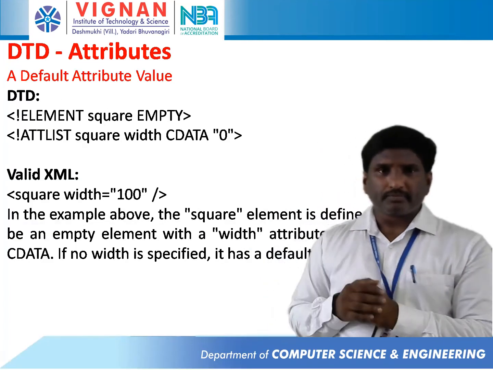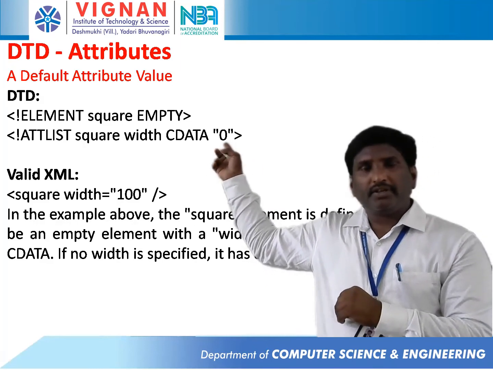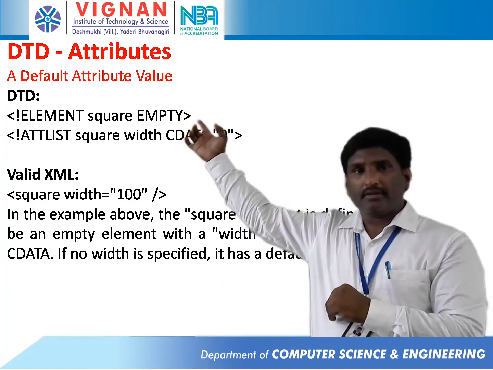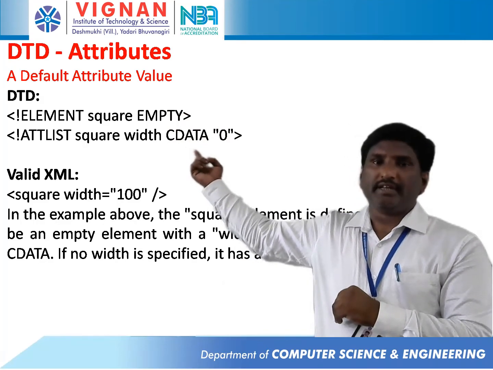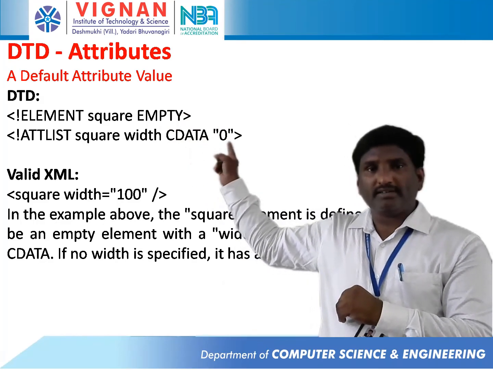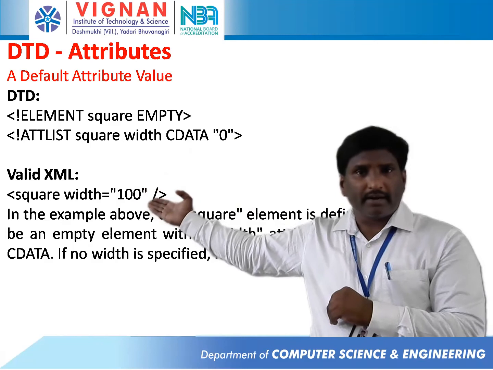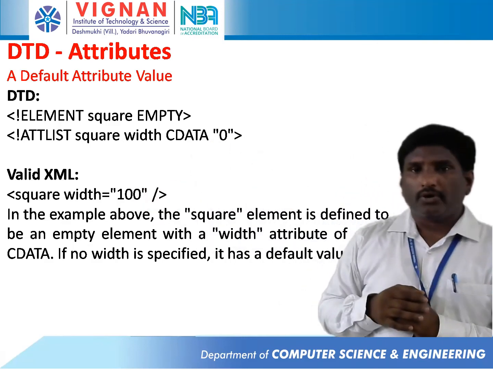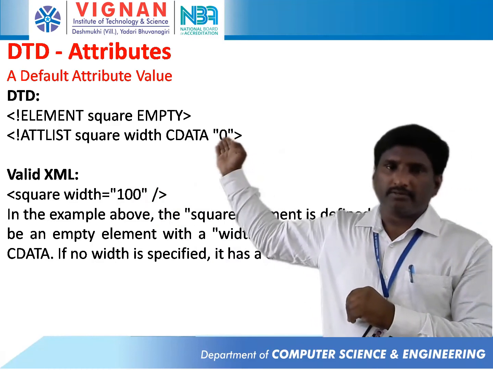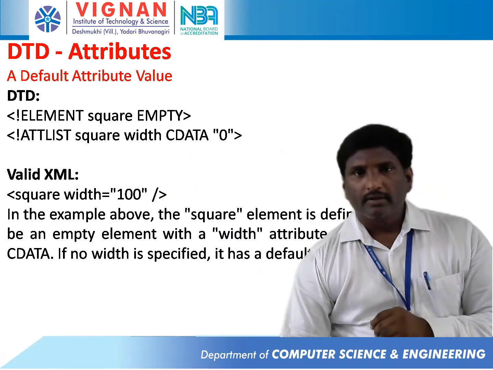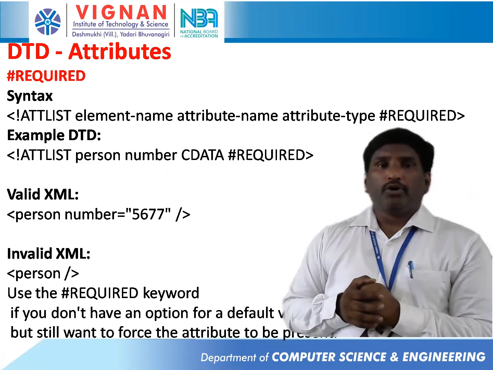Suppose a default attribute value; here the default attribute value is 0 that we are specifying. See, the element is square, it is empty, and for square, width is the attribute. Attribute type is CDATA. Attribute value is 0. By default, it is 0. Here, for the square, the width we are specifying is 100. If you are not specifying 100, the value is actually 0. Okay, that is the meaning. And width takes character data.